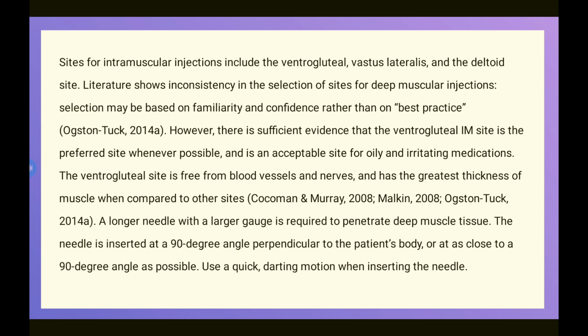The ventrogluteal site is free from blood vessels and nerves and has the greatest thickness of muscle when compared to other sites. A longer needle with a larger gauge is required to penetrate the deep muscle tissue. The needle is inserted at a 90-degree angle, perpendicular to the patient's body, or as close to a 90-degree angle as possible. Use a quick darting motion when inserting the needle.